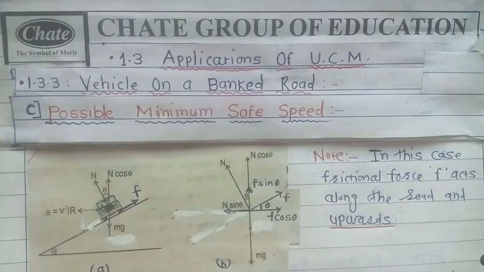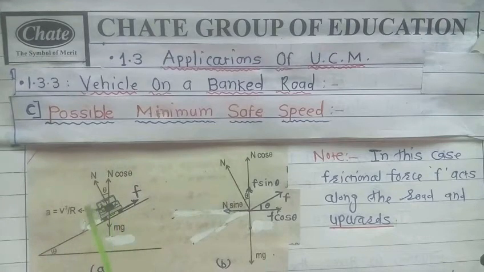Dear students, so far we have studied the two cases of safe speed for a vehicle moving on a curved bank road. Now we will study the third case, that is minimum safe speed for a vehicle moving on a curved bank road. Now in this figure, theta is the angle of banking between the road surface and horizontal.